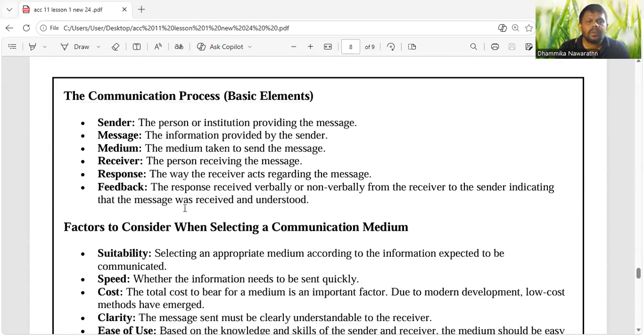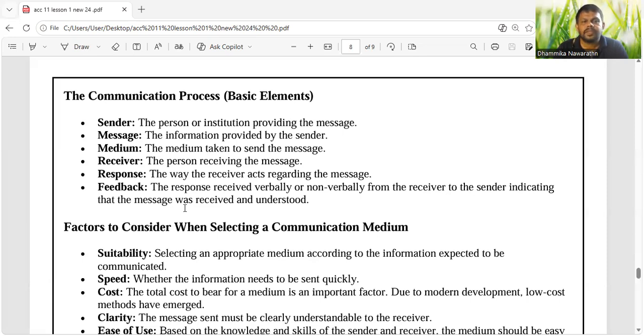Then the communication process. To have communication, there should be a sender, there should be a message, then there should be a medium, and a receiver should be there. Then after that, a response should be there, and feedback also, to complete all the things.